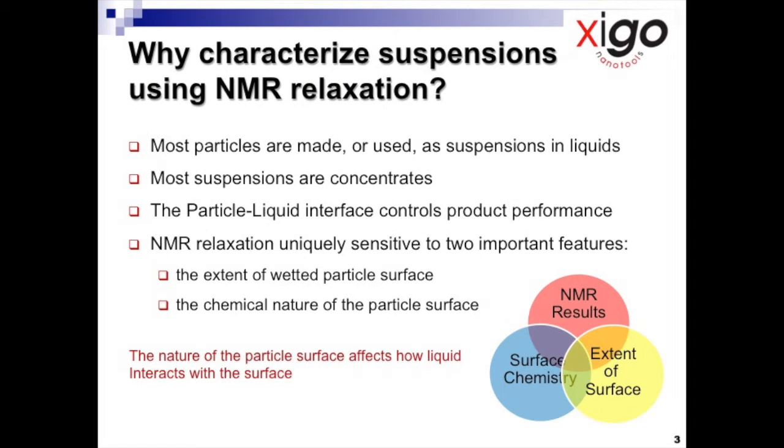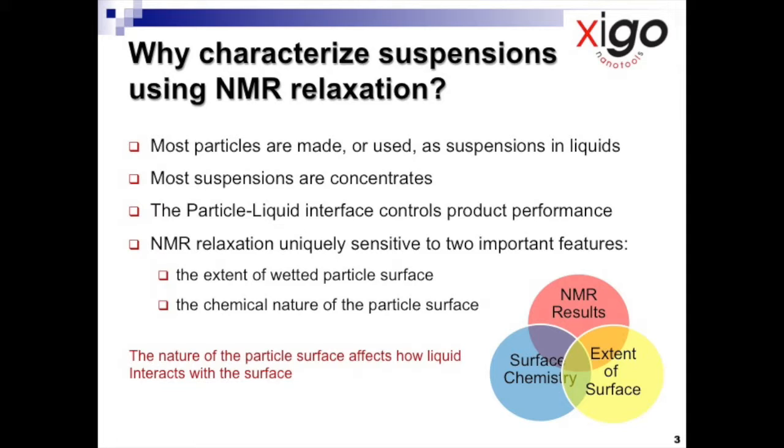So first of all, why characterize suspensions using nuclear magnetic relaxation? Well, most particles are made or used as suspensions in liquids. Most suspensions are actual concentrates. And the particle-liquid interface, no matter what the particle, no matter what the liquid, that interface controls product performance. And by product performance, what we mean is what that suspension is designed to do.